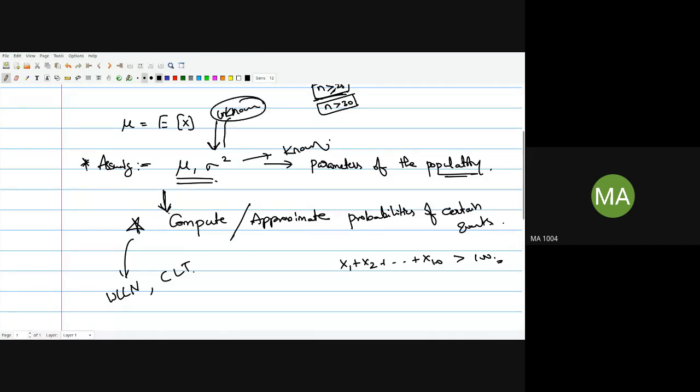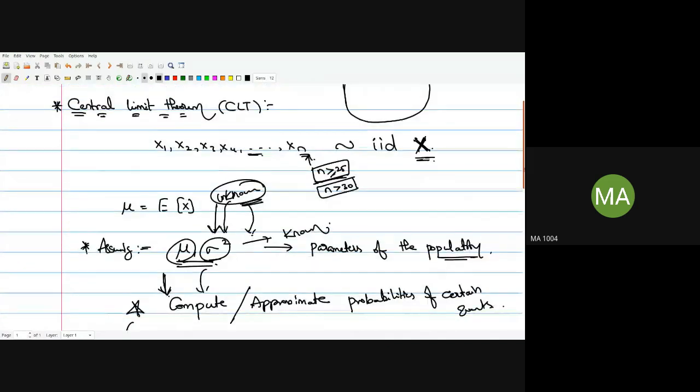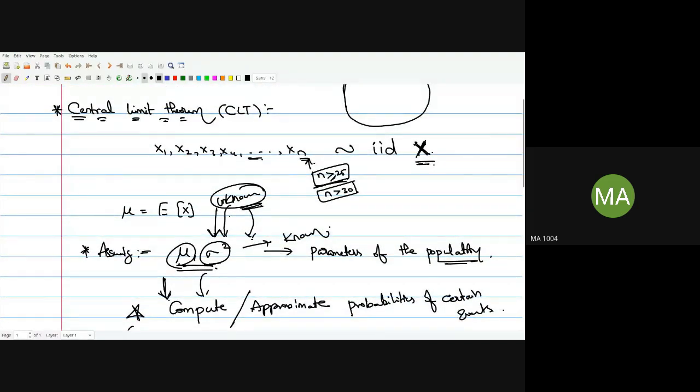So if they are unknown, we will try to predict the approximate possible value for mu and sigma square. Then we will compute approximate probabilities of certain events. So if it is unknown, we will try to find this mu and sigma square using samples. Okay, we will see it in week 8. So right now you don't need to worry about this.